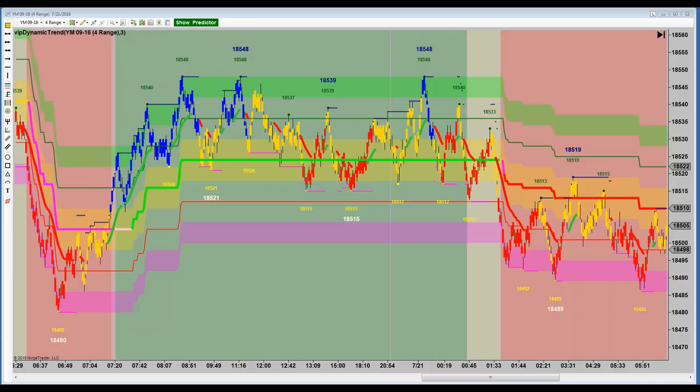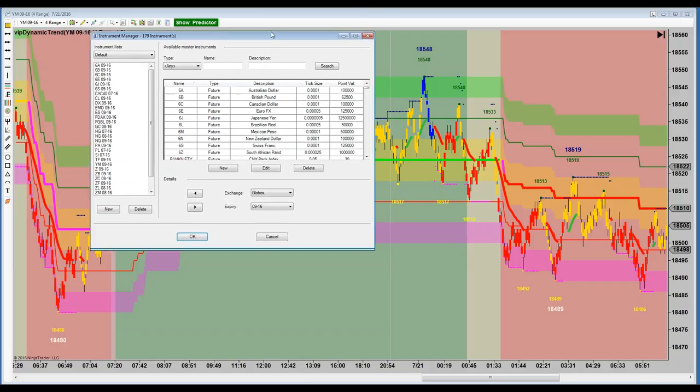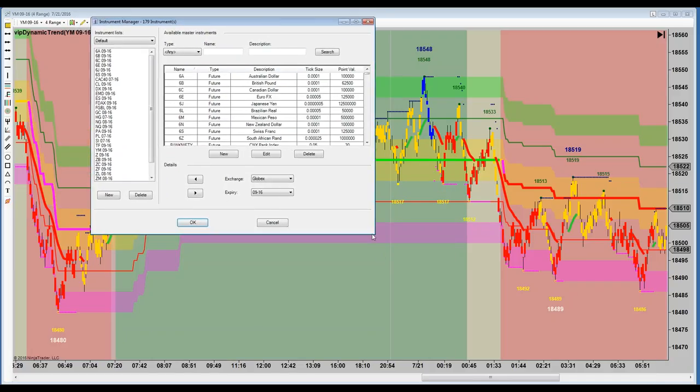We use the NinjaTrader platform. I think everybody knows that. And by the way, if you've been with us for a while, just bear with me for a couple of minutes while I quickly orient everybody who's visiting here, okay? So in NinjaTrader, you have what's called an instrument manager, and here is where all the instruments are shown, okay?